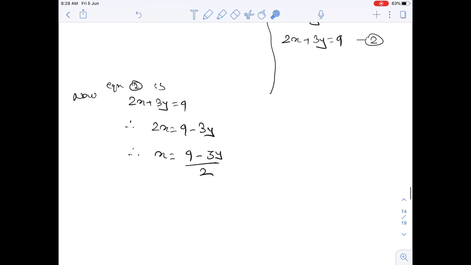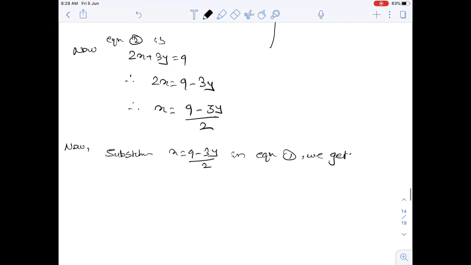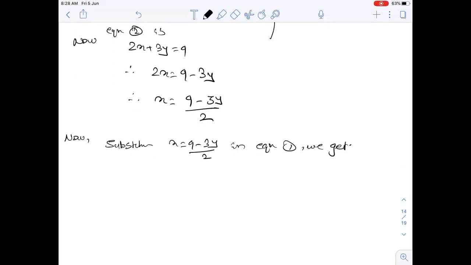So now, substituting x equals 9 minus 3y upon 2 in equation 1, we get... So now what is our equation number 1?